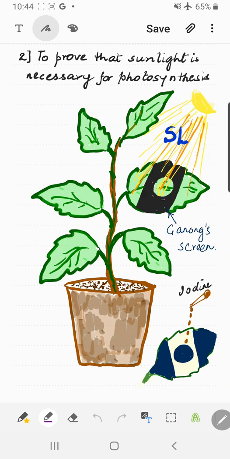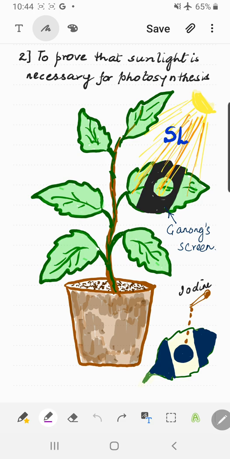So children, this is the second experiment to prove that sunlight is necessary for photosynthesis. Children, in the previous experiment you studied that chlorophyll was necessary for photosynthesis, and in this experiment you will be studying that sunlight is necessary for photosynthesis. That means we are trying to prove that the areas where sunlight falls directly.